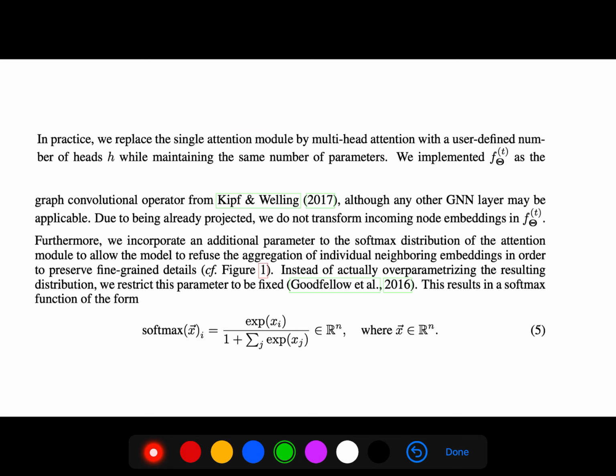So we replace the single attention module by multi-head attention with a user-defined number of heads while maintaining the same number of parameters. Due to being already projected, we do not transform incoming node embeddings. We incorporate an additional parameter to the softmax distribution of the attention module to allow the model to refuse the aggregation of individual neighboring embeddings in order to preserve fine-grained details.